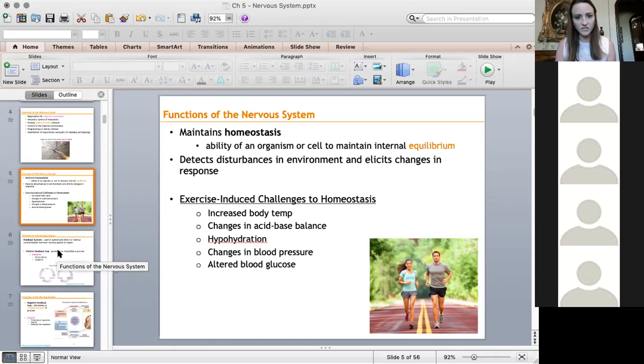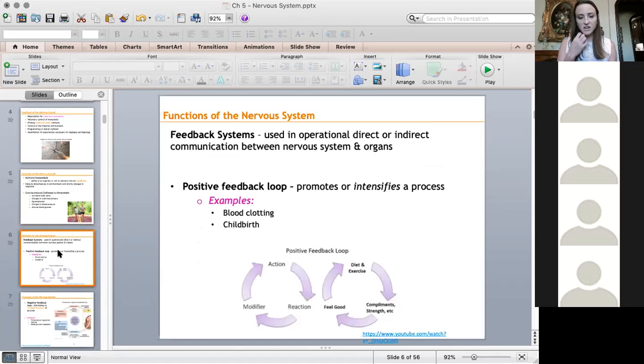So what you'll kind of see on the exam is maybe just a point or a topic about what is homeostasis or what is equilibrium and what happens to the body during exercise, which is that it gets disrupted. And then also just knowing the difference between a positive feedback loop and a negative feedback loop. So we know a positive feedback loop, positive means promote something or intensify something. We gave 2 examples during the lecture, blood clotting, childbirth.